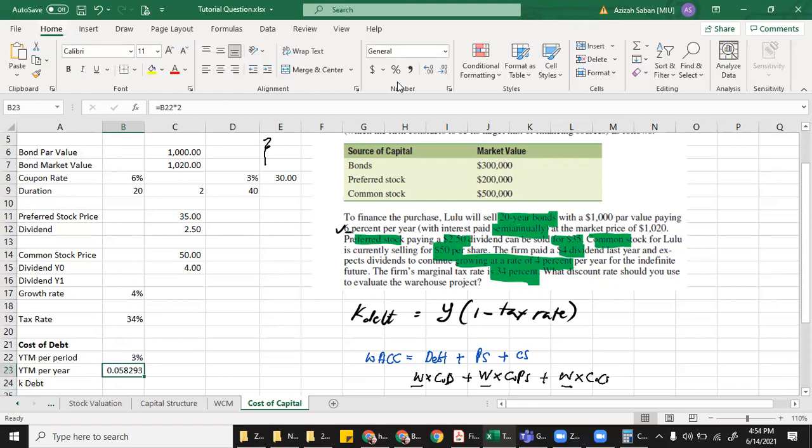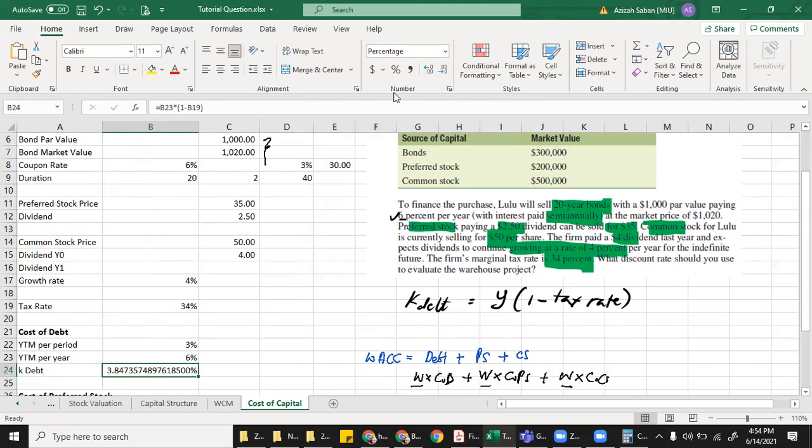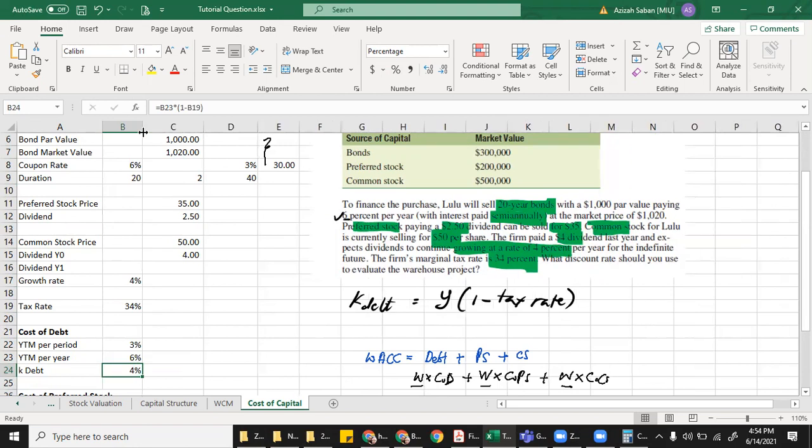Okay, we are going to convert this into percentage. All right, there you go. Now we already have the yield. This is the yield. Now we can use the formula to calculate this. The cost of debt is equal to yield multiplied by 1 minus tax rate. What is the tax rate? This one. So 4%. Okay, so that is the cost of debt.